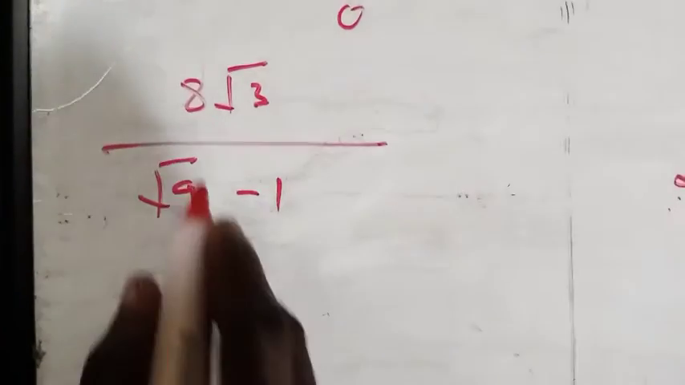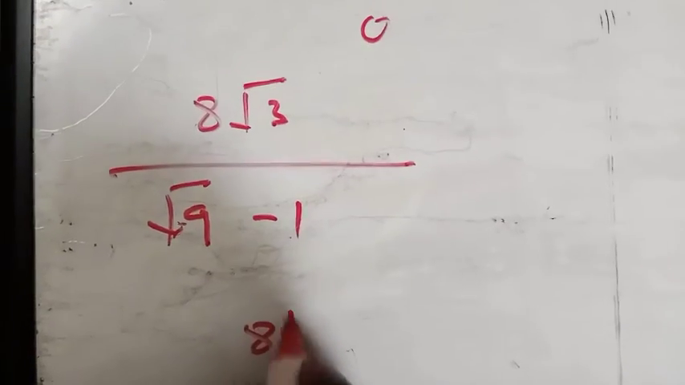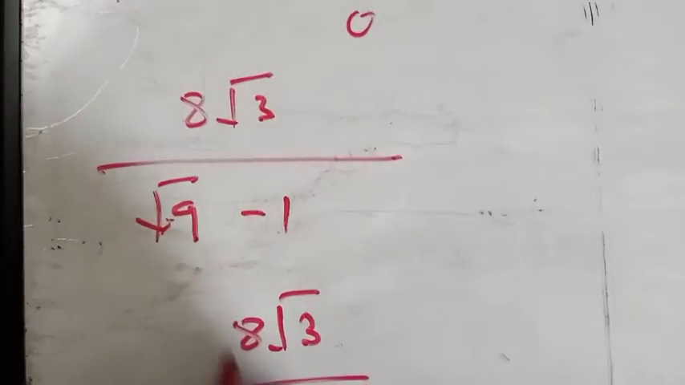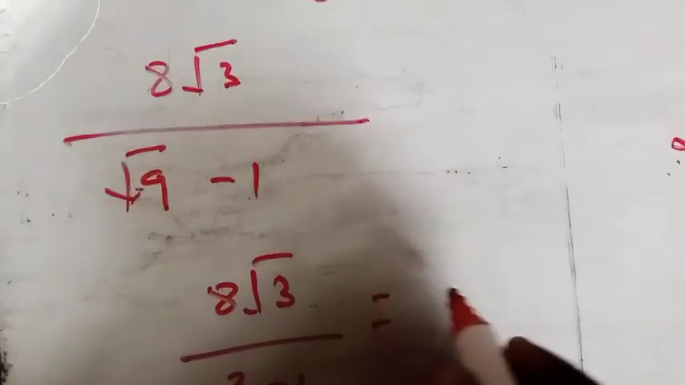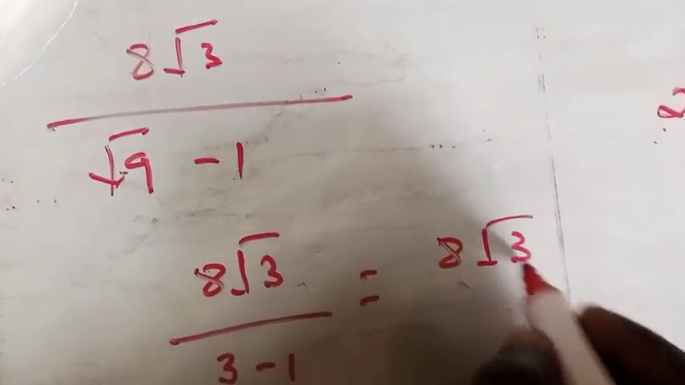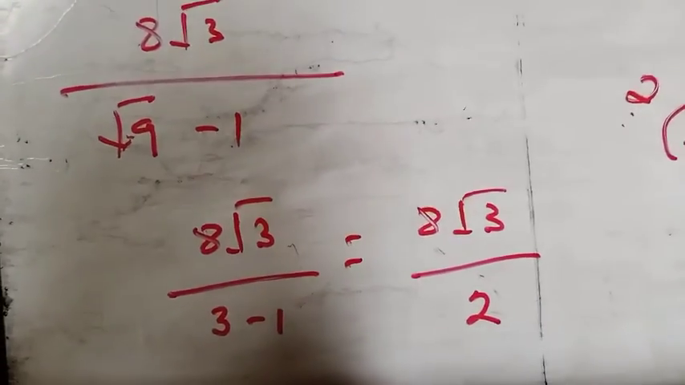Now the answer you can still simplify, because remember I said a perfect square here. The square root of 9 should give us 3, minus 1. So the answer here should be 2 root 3, everything divided by 2. This is what we are having.